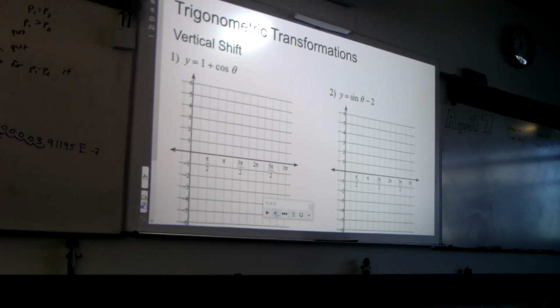Okay, so guys, last time we did these vertical shifts, so I'm not going to spend a whole lot of time here. So, Oscar, if I do 1 plus cosine, we'd just graph plain old cosine, and then what would we do with it? Shift it over 1?